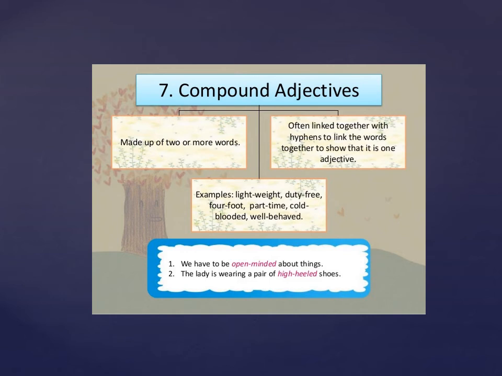So lightweight, duty-free, four-foot, part-time, cold-blooded, well-behaved. See that here: we have to be open-minded about things. Here two words join with the hyphen. So this is called the compound adjective. The second sentence: the lady is wearing a pair of high-heel shoes. So high and heel, both words join with a hyphen. So this is called the compound adjective.